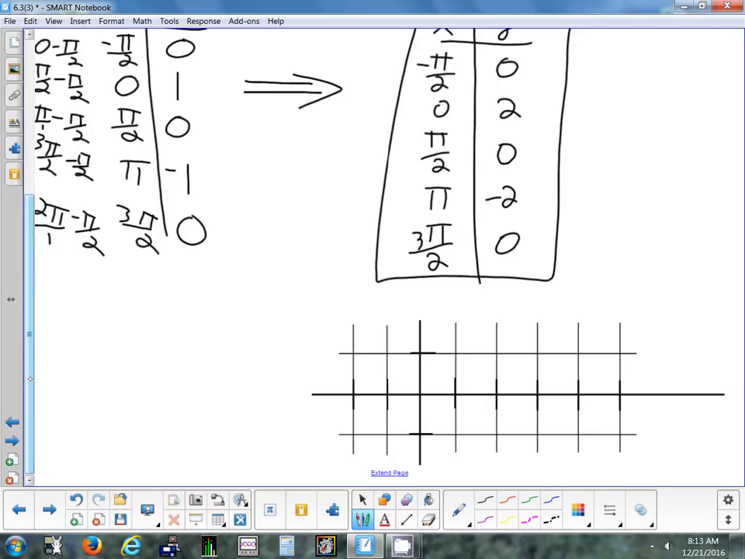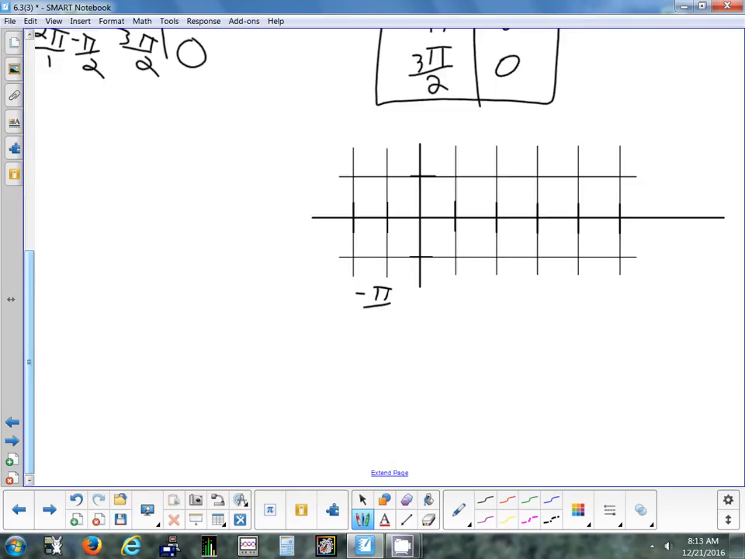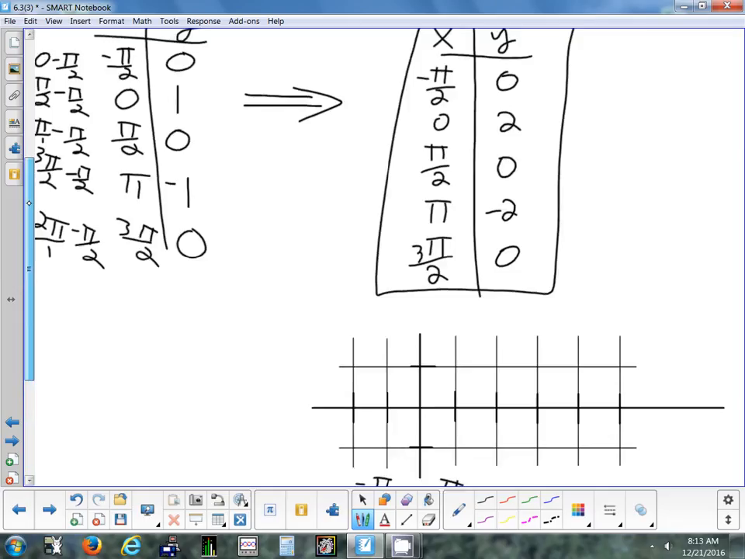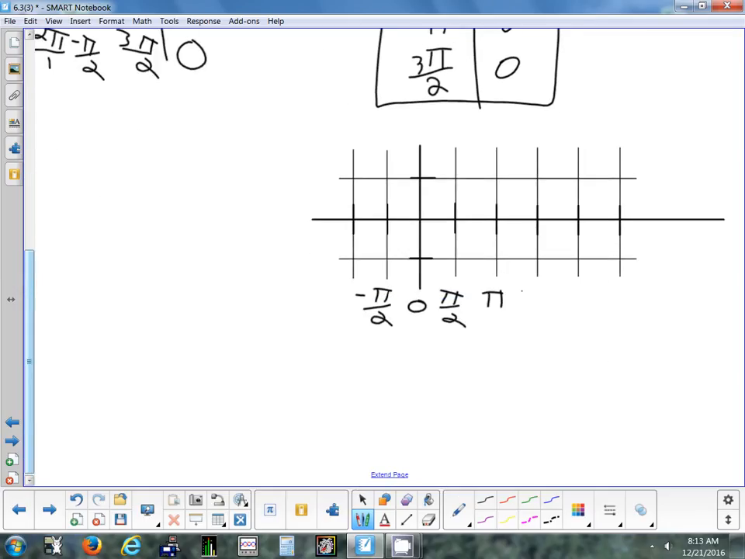All right, so now on your grid, does anybody want graph paper? I have graph paper if anybody wants it. Nope. Okay. So negative pi over 2, 0. Pi over 2, pi, 3 pi over 2.